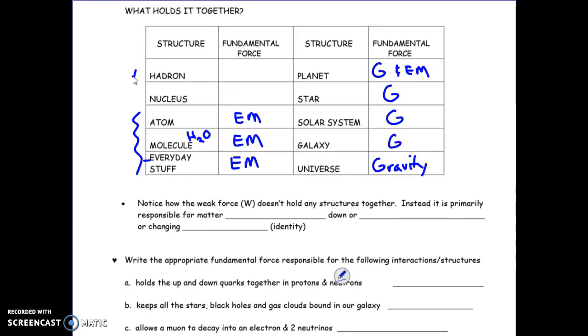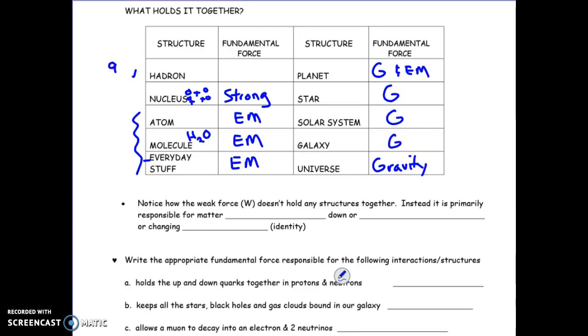Now we have the nucleus. What holds it together? The nucleus has lots of protons and neutrons crammed in a tiny little space. Those protons want to repel each other by the EM force, so there needs to be a stronger force to overcome that and attract them, and you can probably guess that this is the strong force. The strong nuclear force acts over nuclear distances, and one of its jobs is to hold the nucleus together. And then what holds a hadron together?